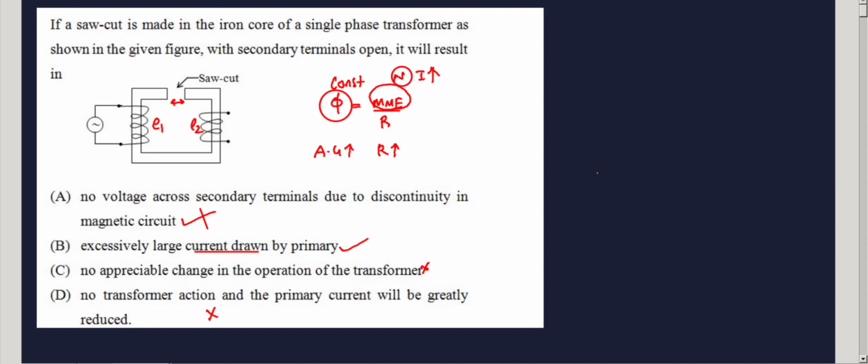Similarly, in an induction motor, this is the stator and this is the rotor. Here an air gap is there. It draws a magnetizing component of current of 20 to 30% of the full load current. Kindly note it. If it has a cut also, you have an EMF induced. Transformer action will take place. Primary current will greatly increase.